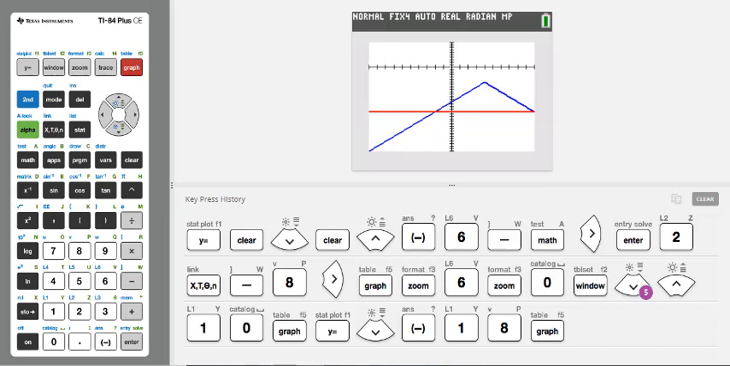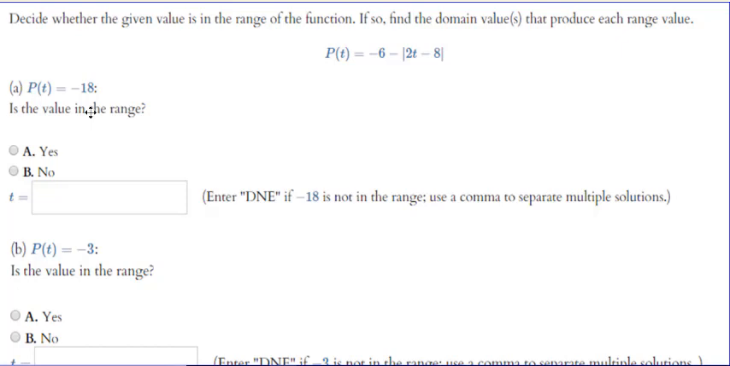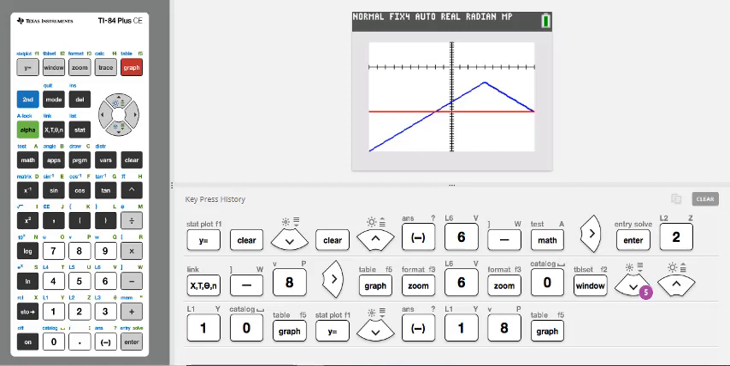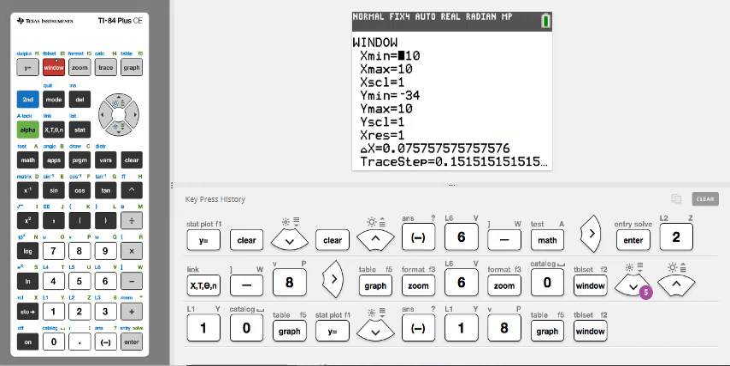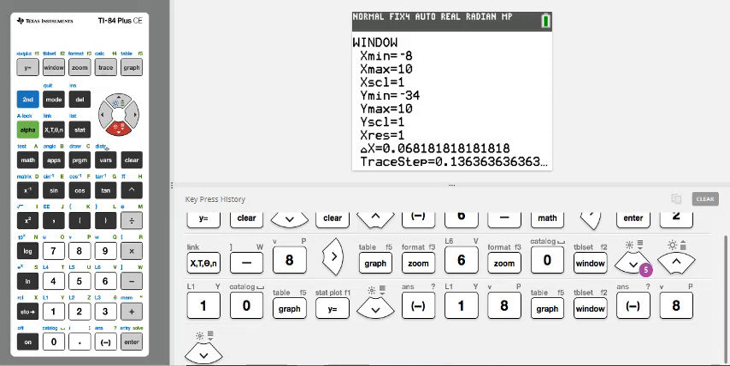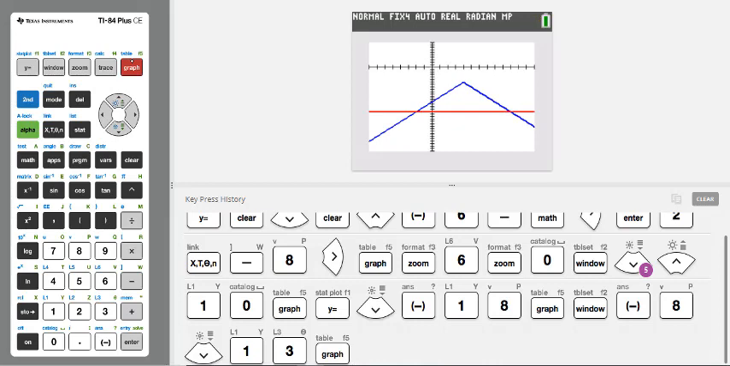So, looking at the problem, is it in the range? Yeah. If it was no, you put D and E. But it's yes. We're going to have two answers, so we're going to go find them. So I want to move my x's to -8 to maybe 13. There we go. Hit graph again. That centered it up a little bit.